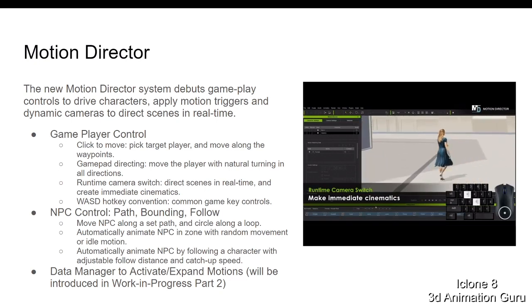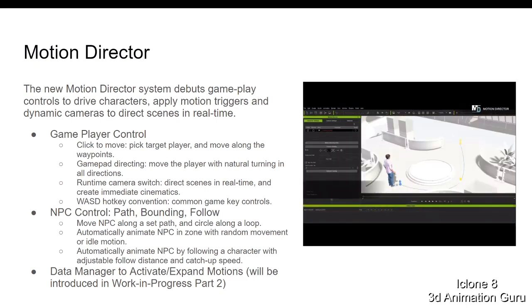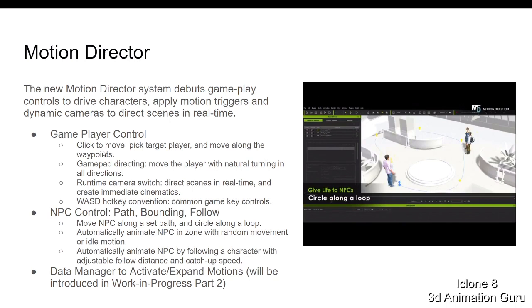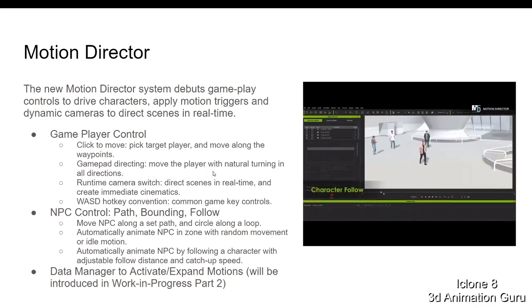So this is a matter of you just either using your keyboard or using a mouse or using a game controller. And that is what they are trying to explain here. The game controller, what it can do. Click to move, pick target player and move along with the waypoint. Gamepad directing, move the player with natural turning in all directions. And then we have the runtime camera switch. And then we have the NPC controller, which is move and whatever. So that is what Reallusion has brought in iClone 8. So let's go forward.